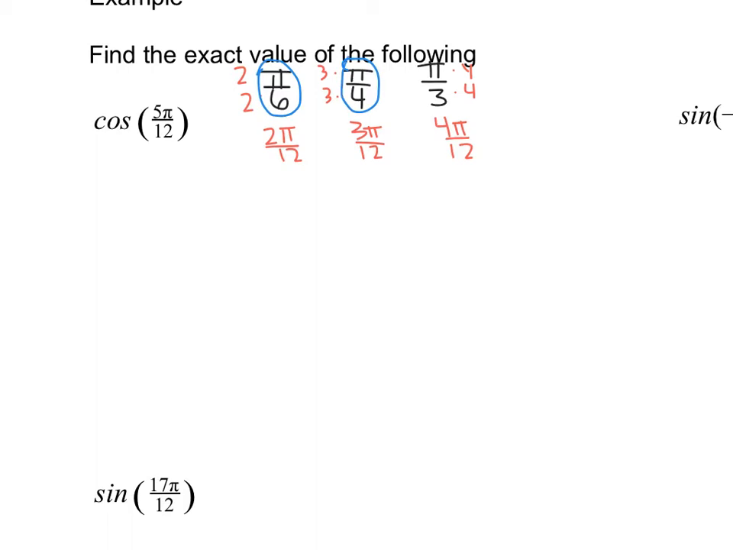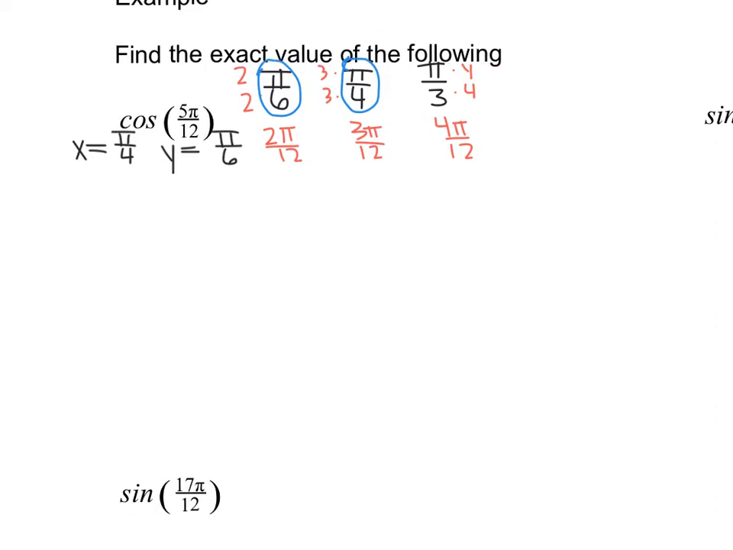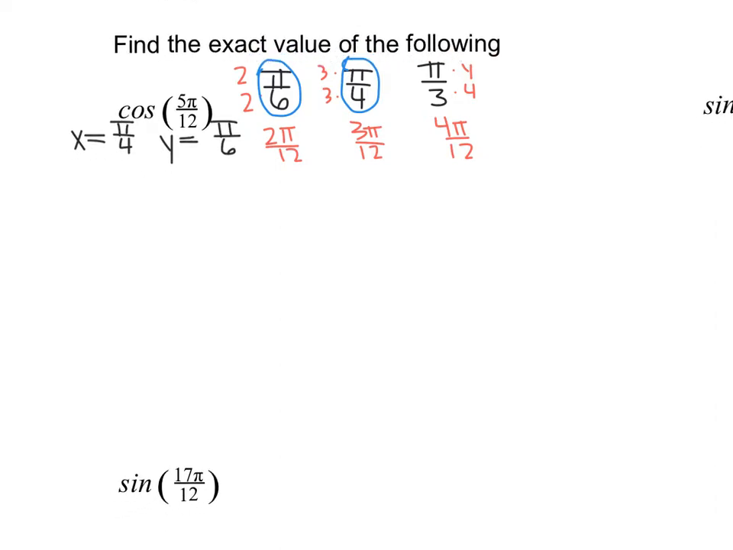So what we're going to do now is identify x and y that we want to plug into our sum formula for cosine. We're going to let x equal pi over 4 and y equal pi over 6. Because this is addition and the order of addition does not matter, we could have easily chosen x to be pi over 6 and y to be pi over 4. Now we're going to go ahead and plug it into our function.